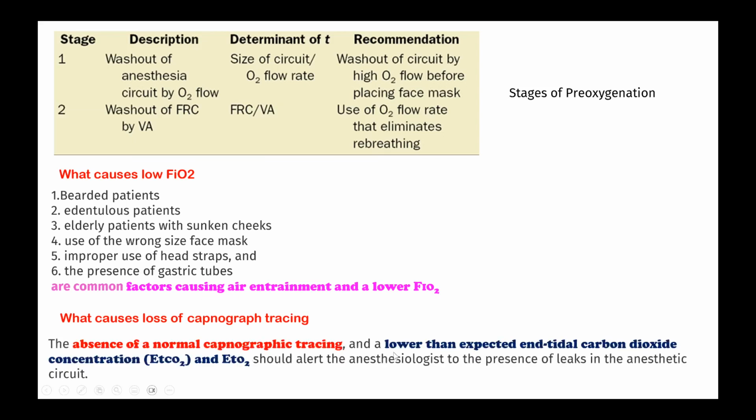The absence of tracing will be there when there is a lower than expected end-tidal carbon dioxide, and that should alert the anesthesiologist to the presence of a leak in the anesthetic circuit. So if you are measuring the EtCO2 right from the time of preoxygenation, and you are not getting a normal tracing, then you have to think there may be some leak in the anesthetic circuit.